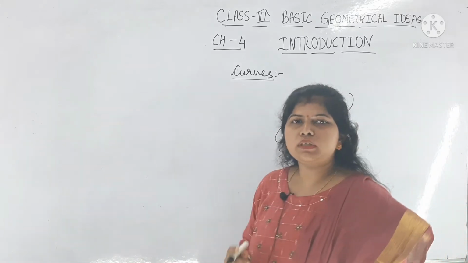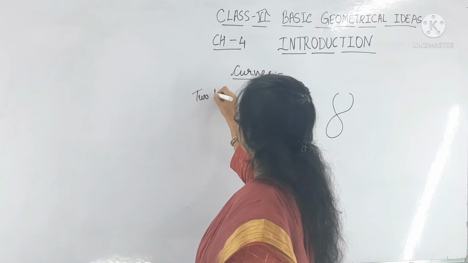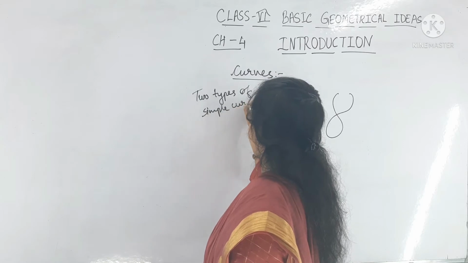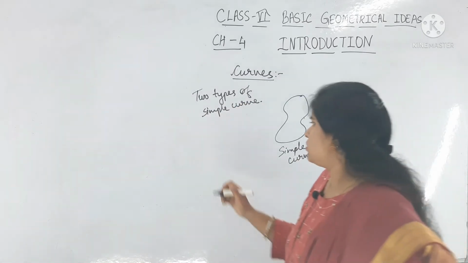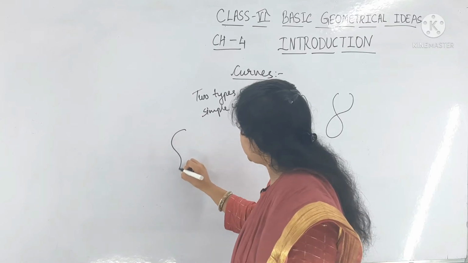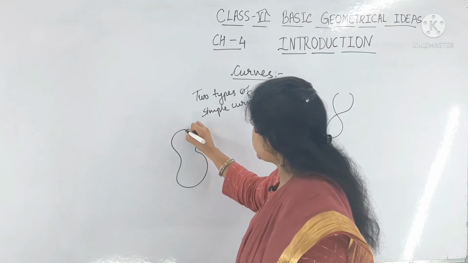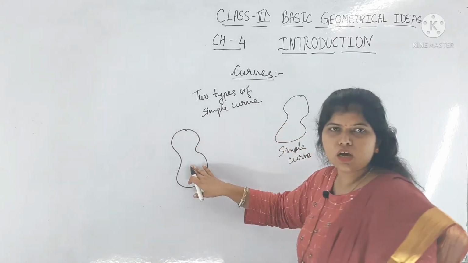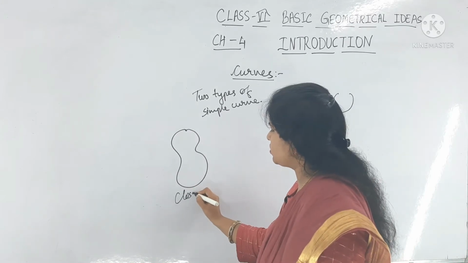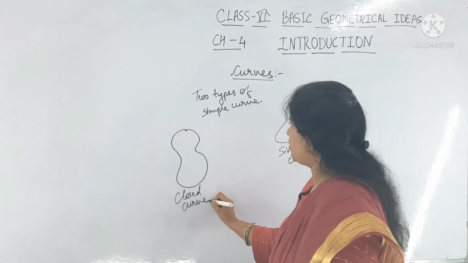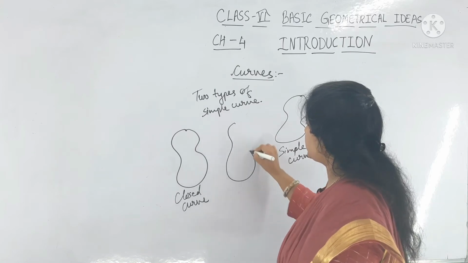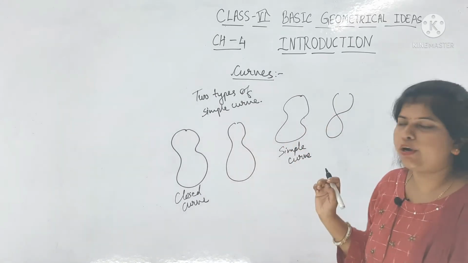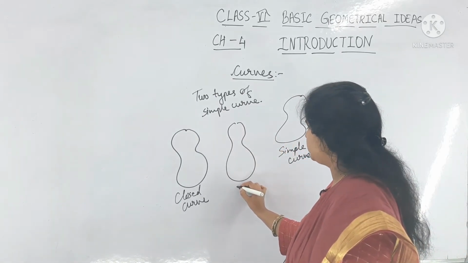So we have 2 types of simple curve. One is like this. If it is like this, I start with one point and end with that point only. So it is making a closed curve. And like this, a little bit far from the start point, so it makes an open curve.